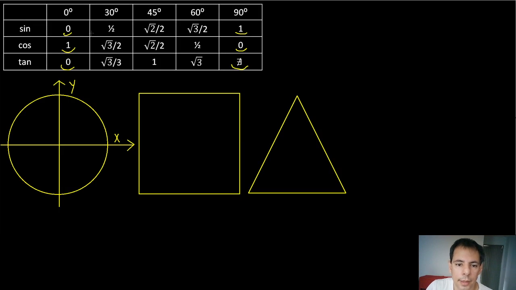All right. Now we're going to talk about 30 and 60 degrees. Okay. Where did these come from? Well, you have an equilateral triangle here. And this side right here is going to be 1.